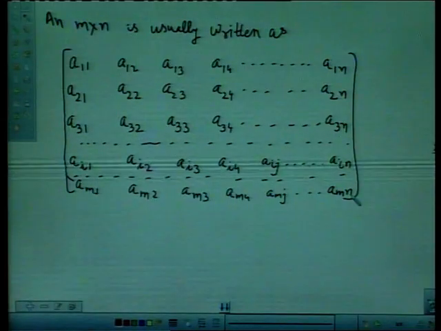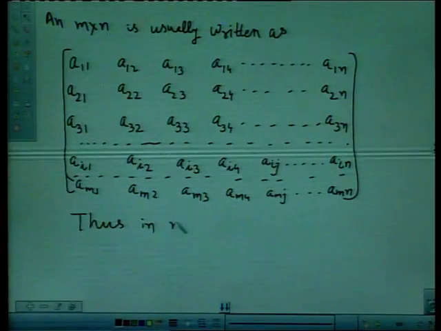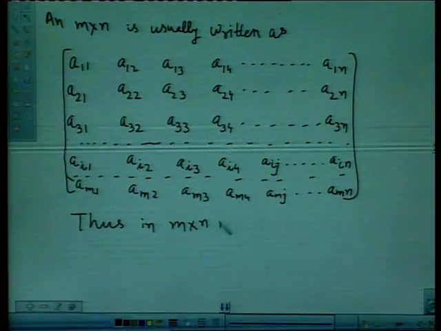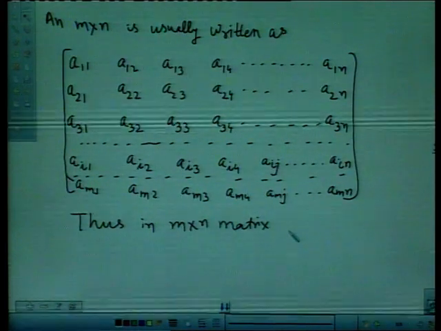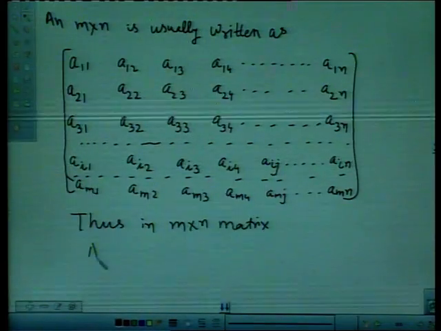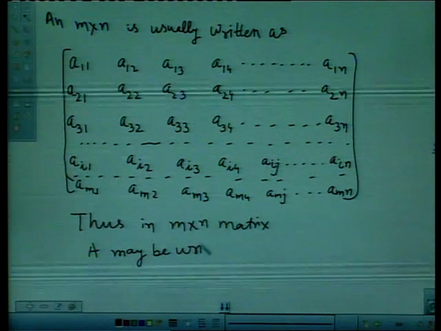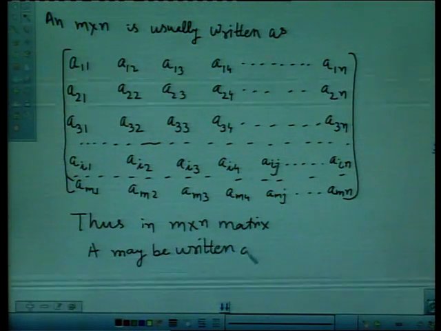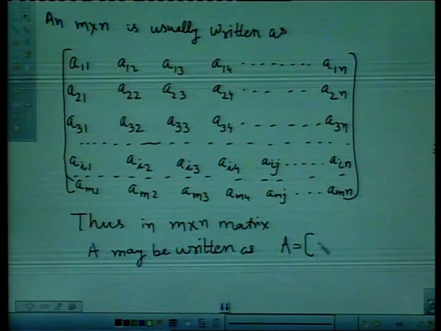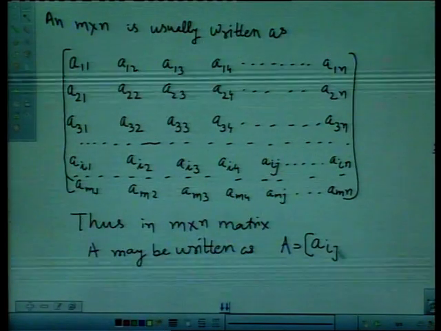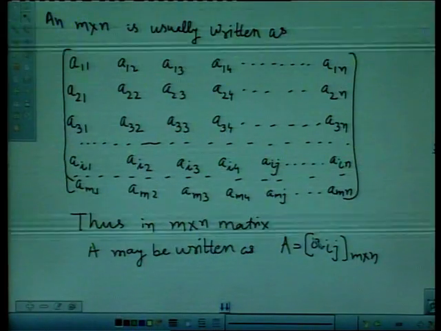So this is an m cross n matrix. A may be written as A equal to aij, m cross n. These are our entries.